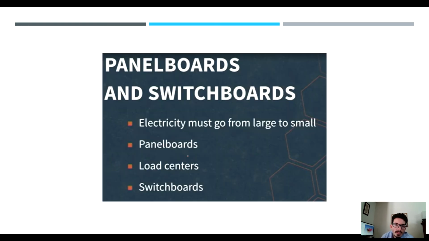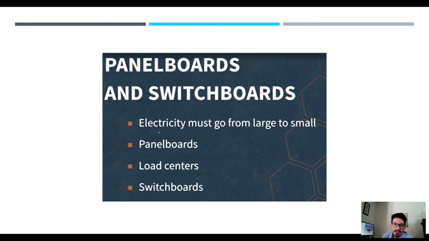Now let's talk about one of the most important parts of any electromechanical setup: the panel board and switchboards. These are the hardware components that control and provide safety for your equipment.